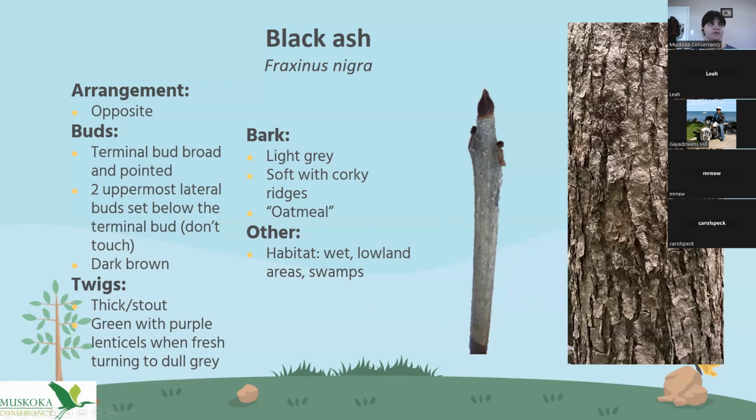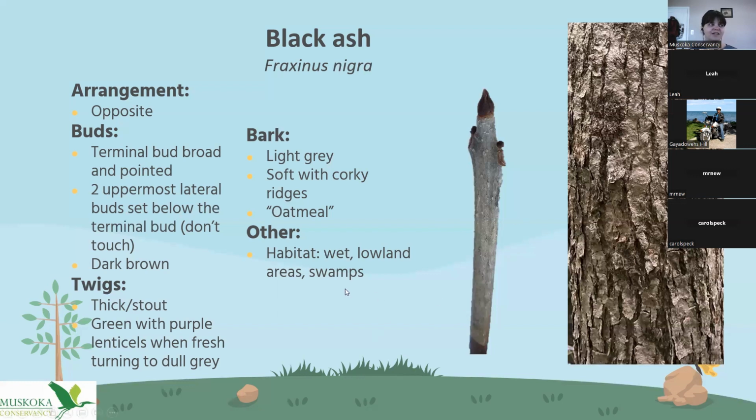The bark is considered a light gray or brown, and it's got very soft, corky ridges, which I like to describe as oatmeal thrown on a tree. So it's quite squishy and soft to the touch. There's no pattern to it, and it sort of just looks like a pile of oatmeal.